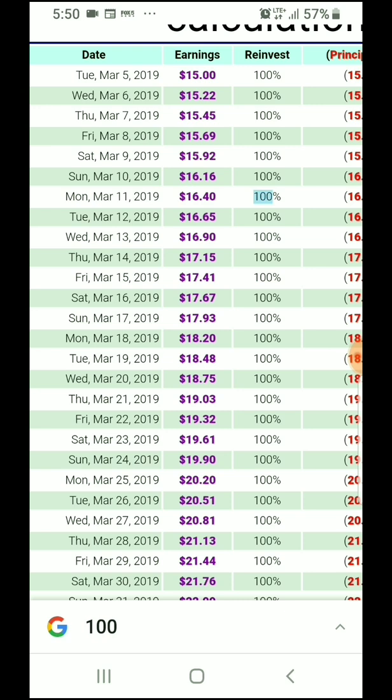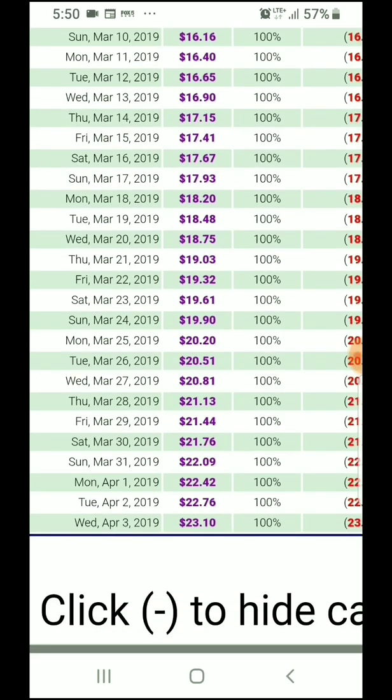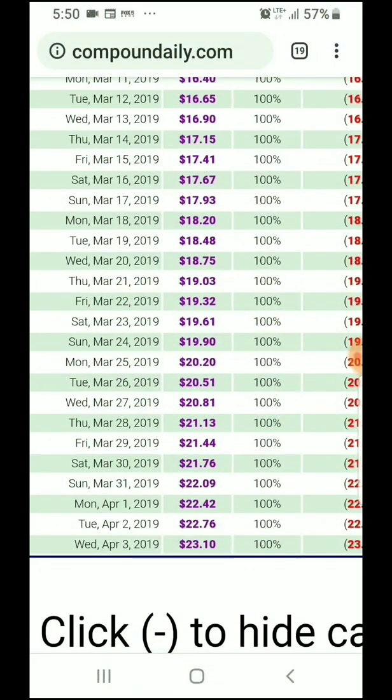Okay, so again, the goal is to earn 1 to 2% per day. On some days, I will earn more than 2%. On other days, I'll just earn 1%. It really depends on how much I gain per trade and how often I trade.